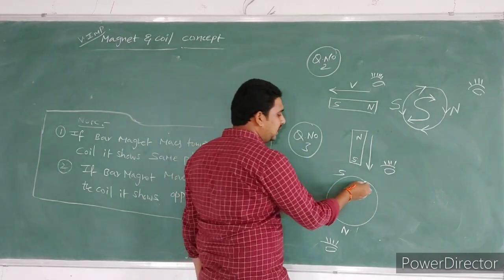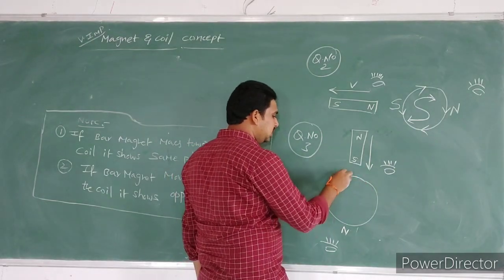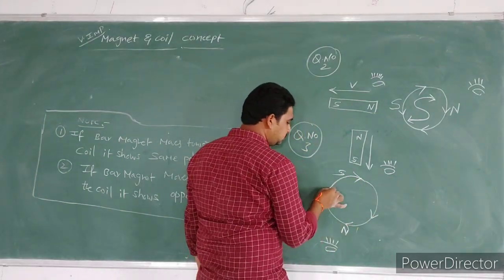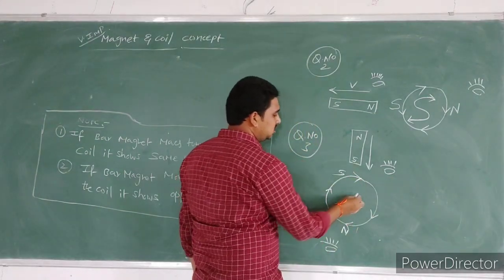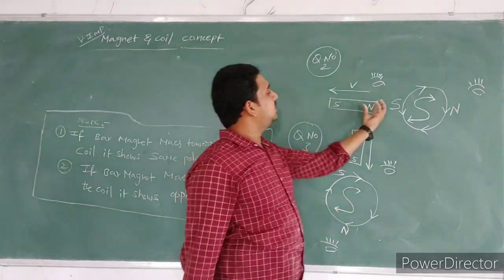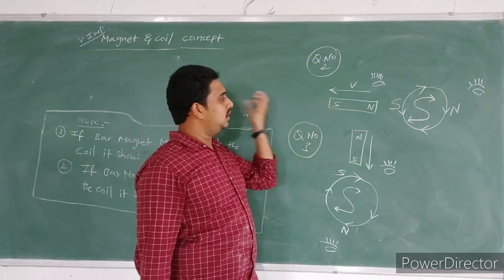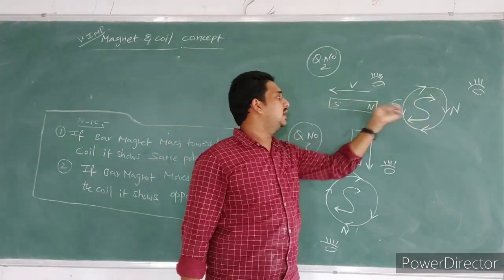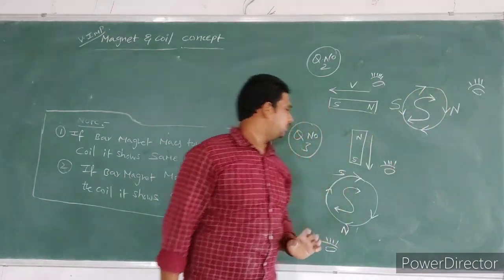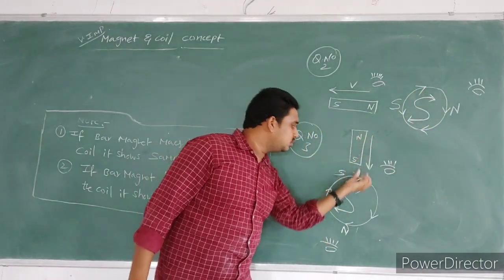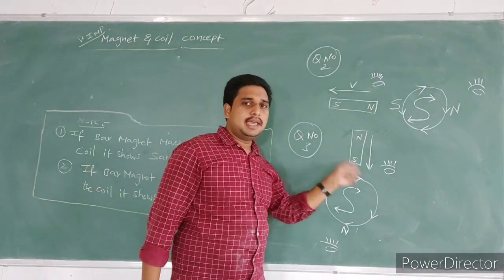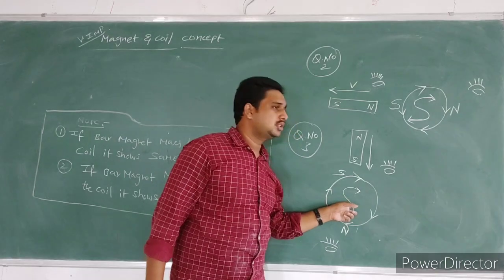So finally, what is the direction? South pole means clockwise direction. If you bring the magnet away from the coil, it shows the opposite pole. That's why, if this is north, the coil will show south pole. If you bring the magnet nearer towards the coil, it will show the same pole. This is south, so it will also show south pole.